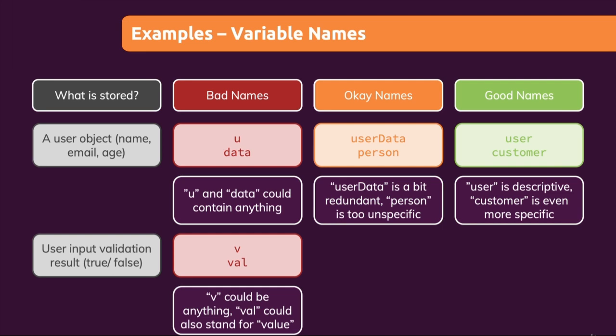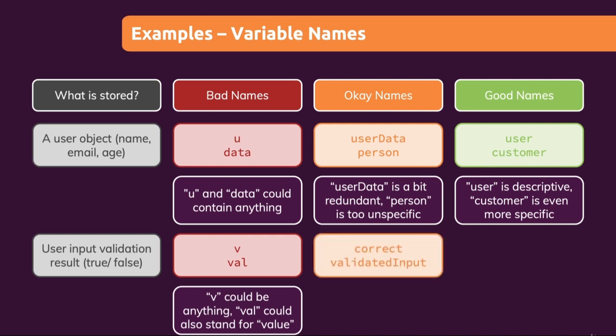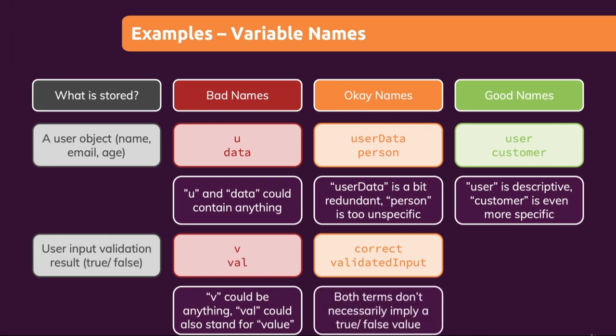When it comes to okay names, we could have something like correct or validated input. The problem with these names is that they don't imply that they hold true or false values. Correct could be holding any kind of value. It could be true or false, but it could also be some text or anything else. And validated input could hold the value which was validated instead of the validation result.